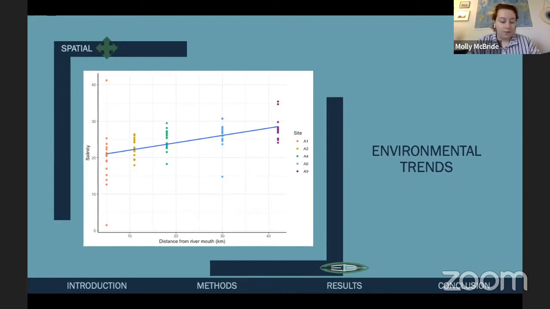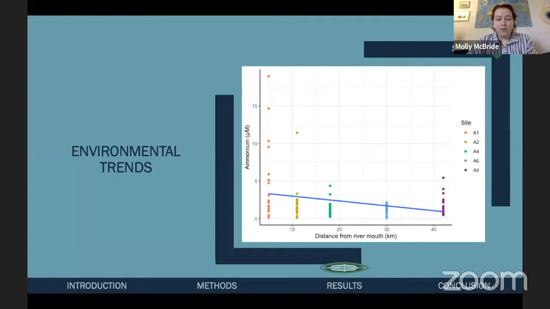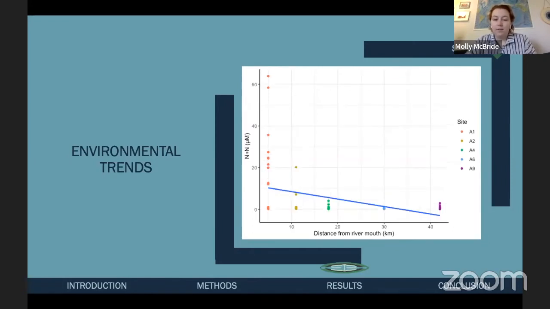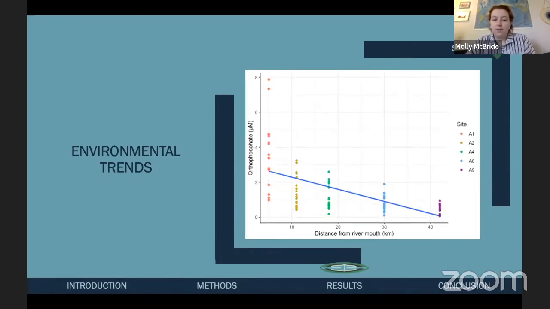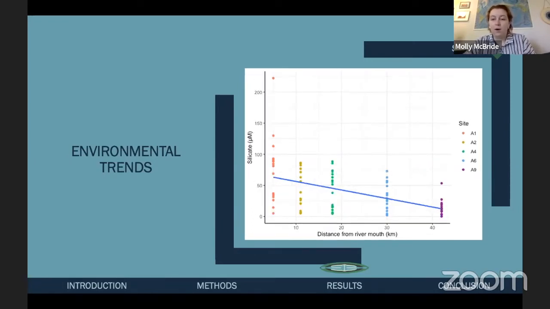And we also collected nutrients, and we saw that in all instances, we collected ammonium, N+N, orthophosphate, and silicate. We saw that they all decreased moving away from the river mouth, which indicates that the river might be an important contributor of nutrients to the system.